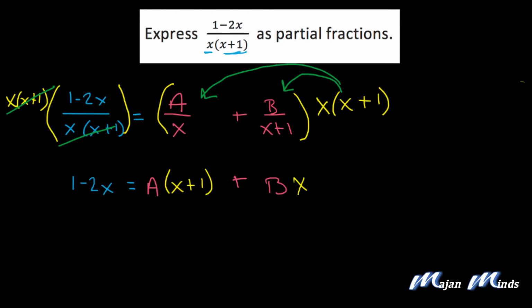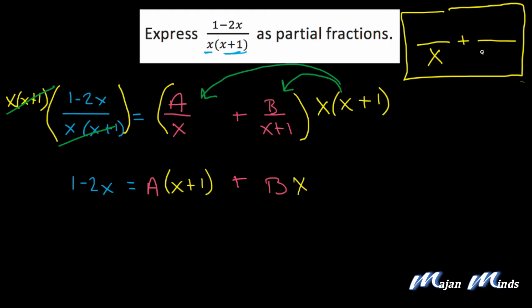Now maybe I should have said this, and let's do it right now. My final answer when I am done is going to look like this. When I have expressed this as partial fractions, I'm going to have something up here over x, we're going to call that A, plus something right here over x plus 1. So basically what we need to do is figure out what A is, the number that goes up there, figure out what B is, the number that goes up there, and I'll be done. And so that's what we're going to do right now.